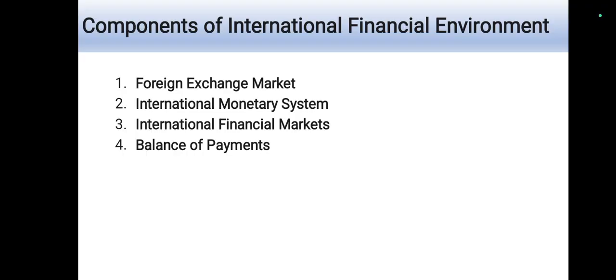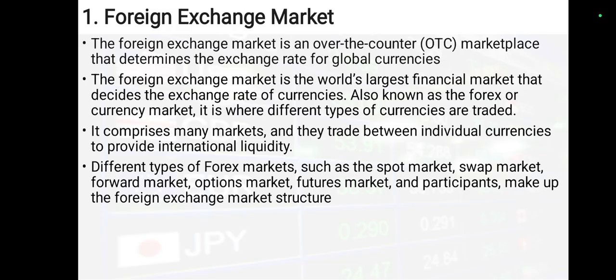So there are various components of the international financial environment. There are four components: the foreign exchange market, the international monetary system, international financial markets, and lastly the balance of payment. The balance of payment is already discussed in the classes so far. So we'll discuss what the foreign exchange market is, which is very important in today's world.